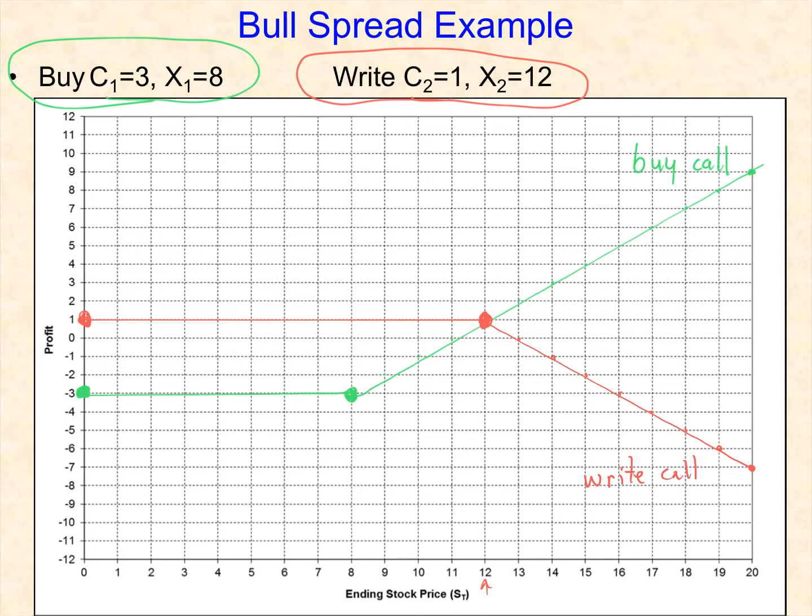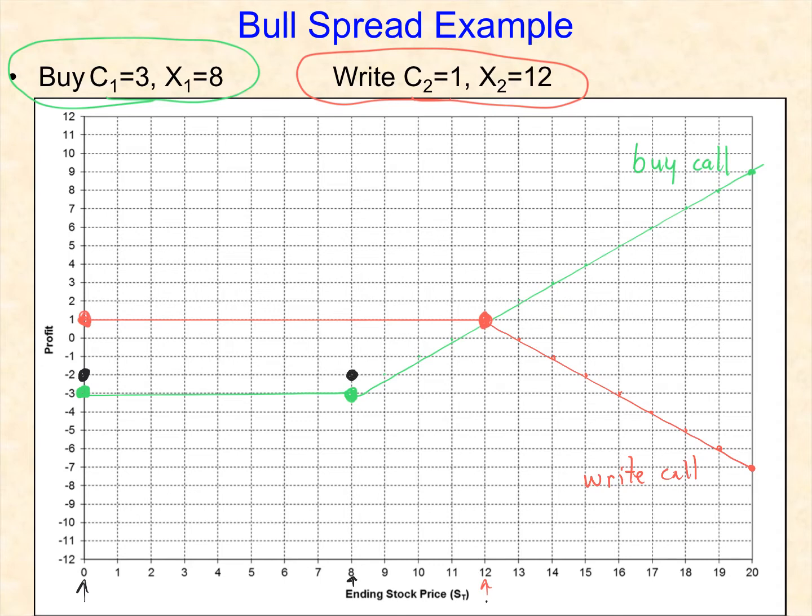For the combined payoff, we'll add the two lines together for various stock prices. We'll start at a stock price of 0. We've got +1 on the red line, -3 on the green line. Add those two together, and we get -2. We'll come over to the first exercise price. Here we have positive 1 on the red line, negative 3 on the green line. Again, negative 2 is the combined payoff.